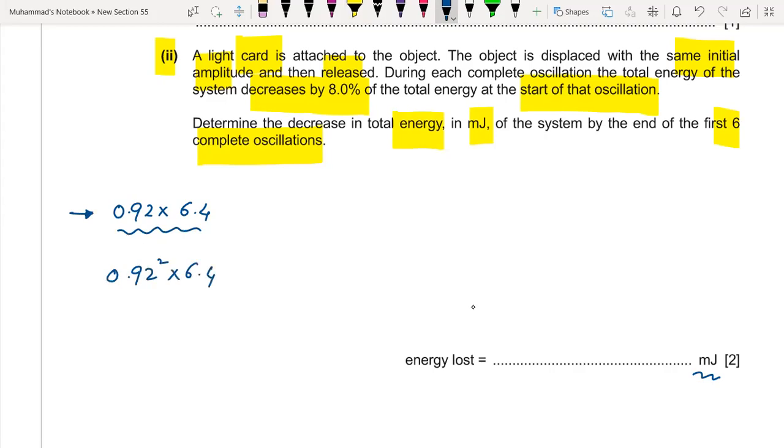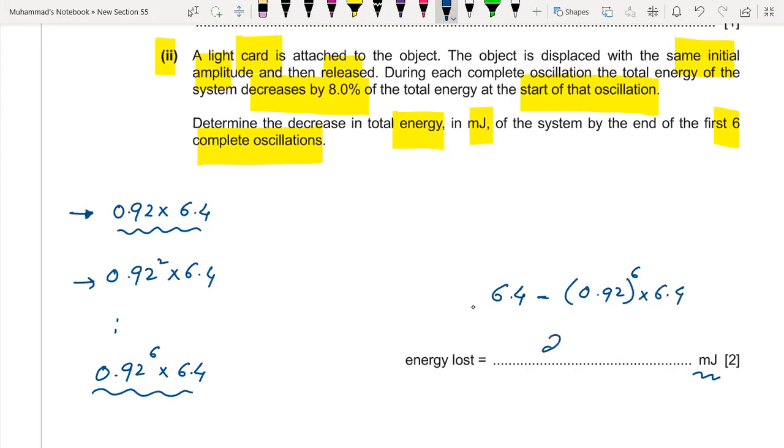And after the third oscillation, it will be 0.92 times of that energy. That will be 0.92 cube. So after 6 oscillations, it will be 0.92 power 6 times 6.4. This is the energy left after 6 oscillations. So what is the decrease in energy? That is the total energy at the start, which is 6.4, minus the energy left, that is 0.92 power 6 times 6.4. So you will get 2.5 millijoule. Very simple question.